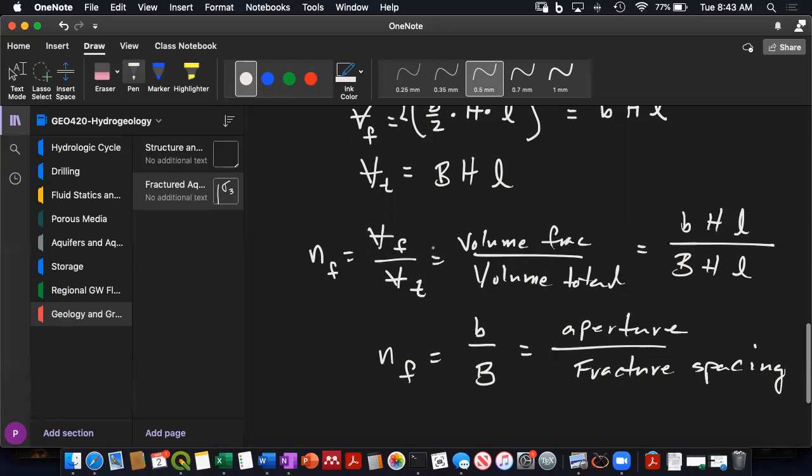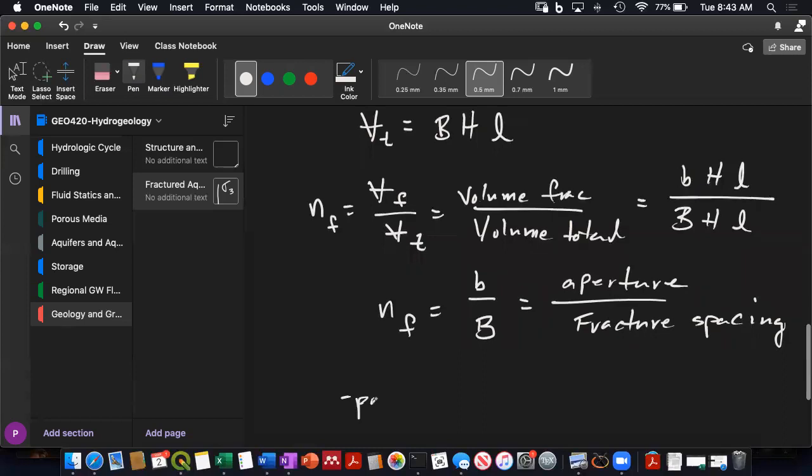All right. So parallel, as we consider more and more complicated geometries of fracture networks, we can make this equation more complicated. But in general, the rough fracture porosity can still be estimated by the aperture divided by the fracture spacing. Finch.